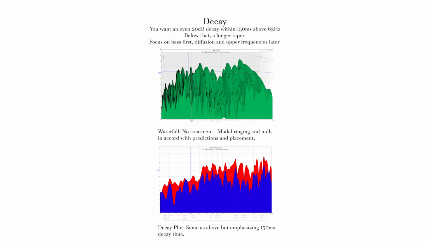This image shows what my decay looked like before I treated the room. You can see how the waterfall comes far forward. This is typical of an untreated space. Essentially, your speakers are in a crappy, resonant reverb chamber. The high Q peaks are classic ringing. Treatment will lower their Q and shorten the decay times. This is all reflected in the red and blue decay plot at the bottom, where the red is the initial response and the shades of blue outline the level between 140 milliseconds and 160 milliseconds.